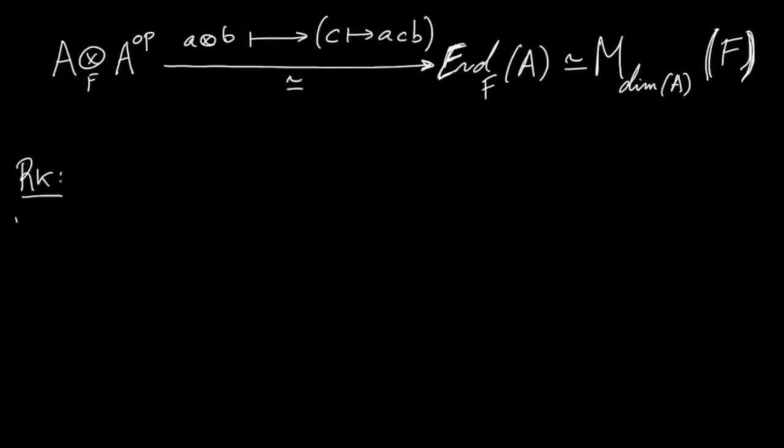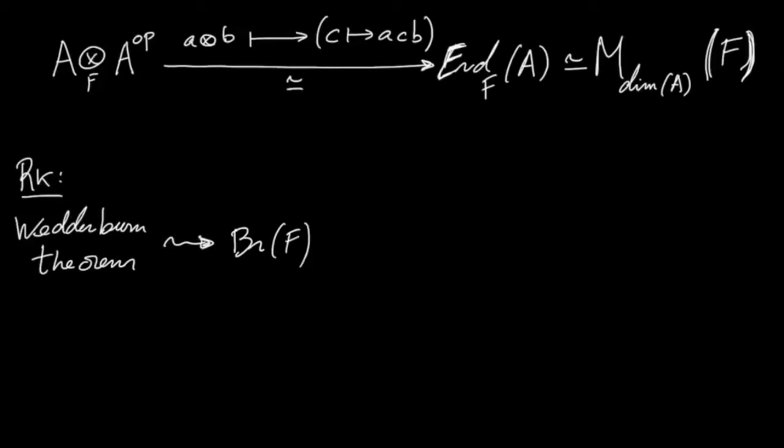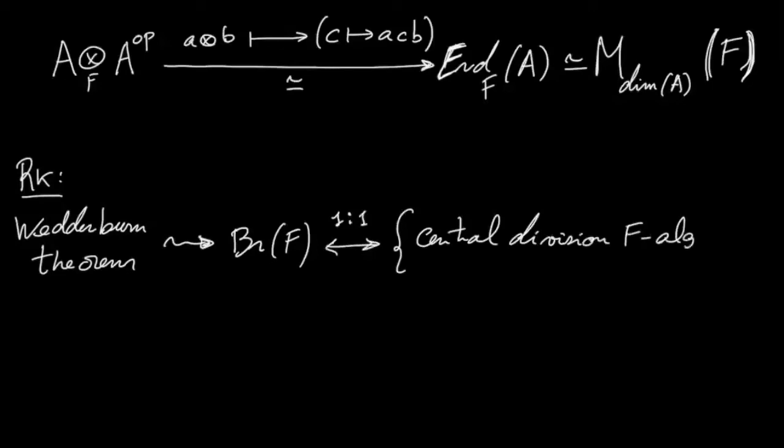An important remark here: if we recall the Wedderburn theorem that we saw in the lecture about central simple algebras, it implies that the Brauer group of the field is in one-to-one correspondence precisely with the central division F algebras, up to isomorphism.